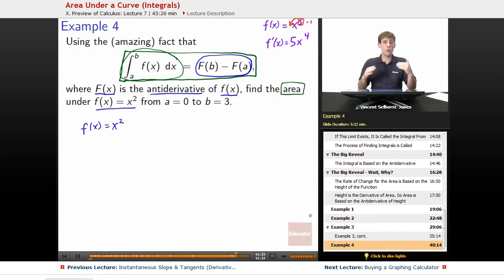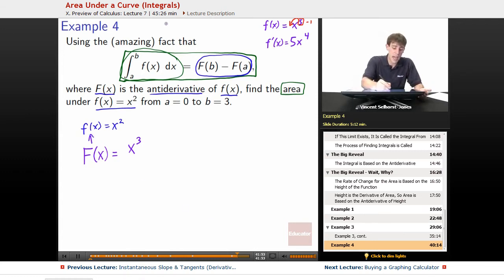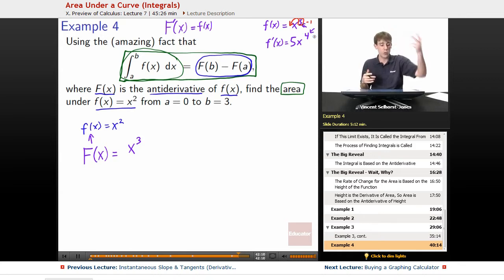So if we've got x squared and we want to reverse the process, since the exponent drops down by 1 each time we take a derivative, the antiderivative must push our exponent up by 1. Remember, we can take the derivative of big F of x to get little f of x. So the exponent 3 must drop down to a 2, since 3 minus 1 is 2. The exponent that must start there is 3.